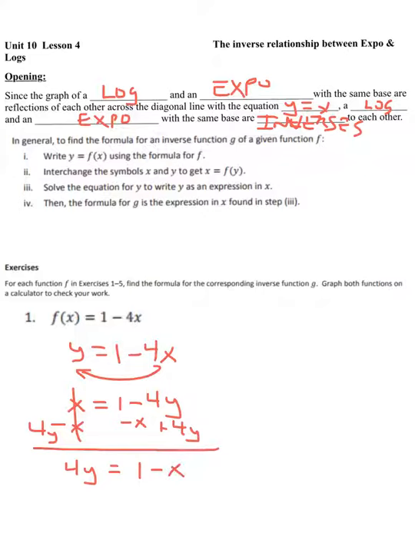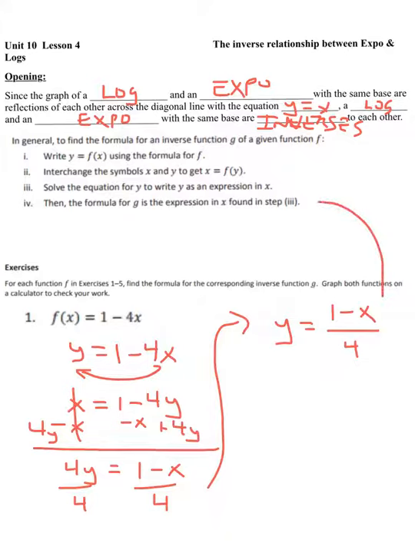And then what's left here now is just to divide by 4. Divide by 4. So I will get y equals 1 minus x divided by 4. So that's the end of the third step. Now all we have to do is go to the fourth step, which is to replace that with g. So thus, or you will see me do 3 dots for therefore, g of x is 1 minus x over 4.